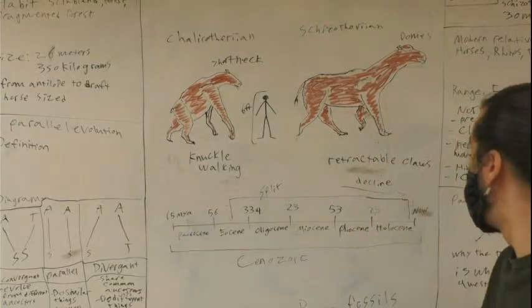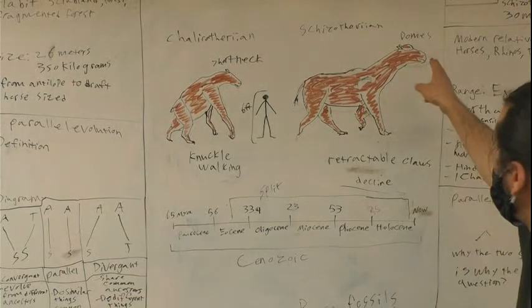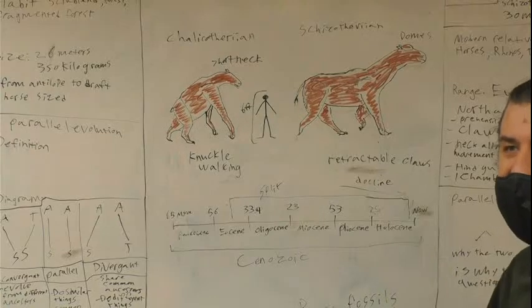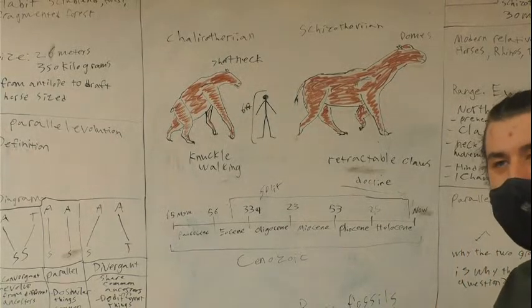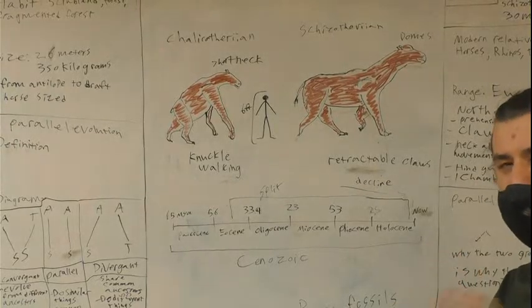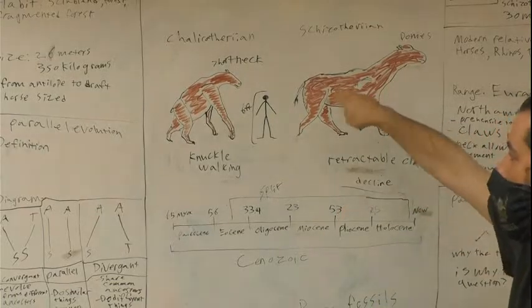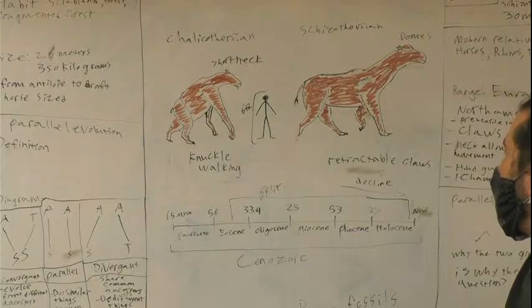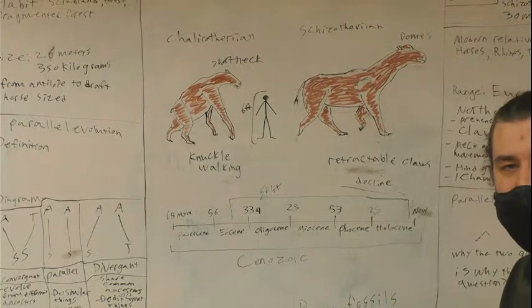They also, an interesting thing that we're not sure why, tend to have these bony domes on their heads. We don't know exactly what those are for. They may have been used in headbutting or display of some kind, but we don't quite have enough fossils to really know. The Schizotherians are also relatively flat-backed animals and look a lot more like a horse if you really look at them.